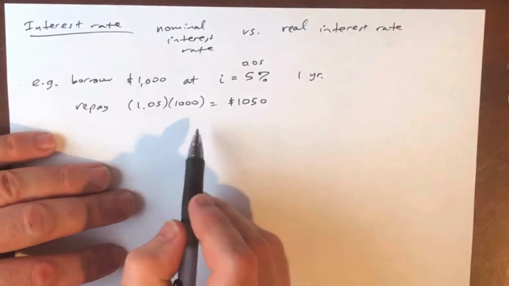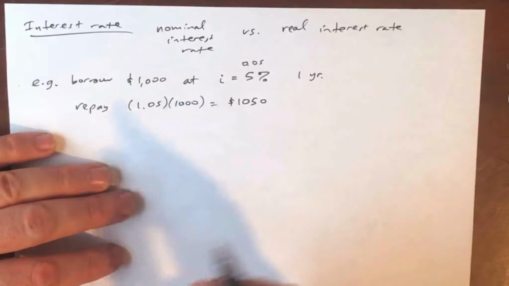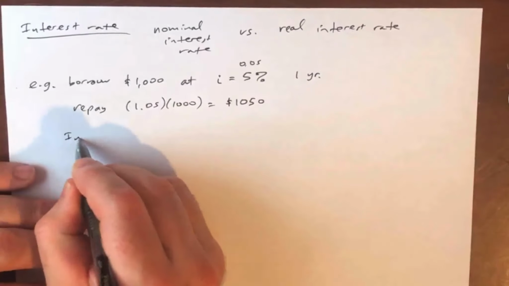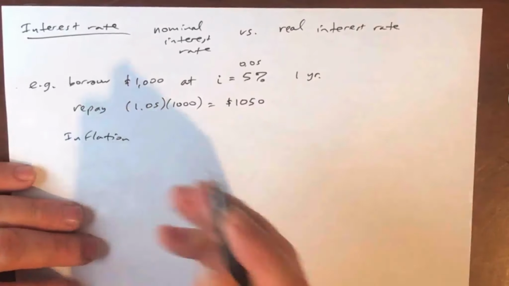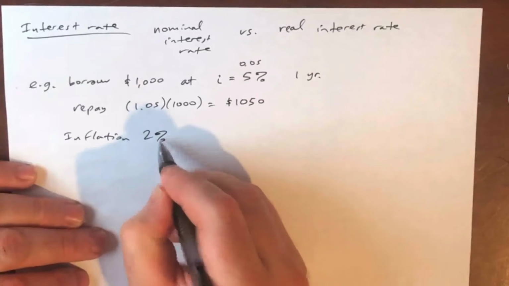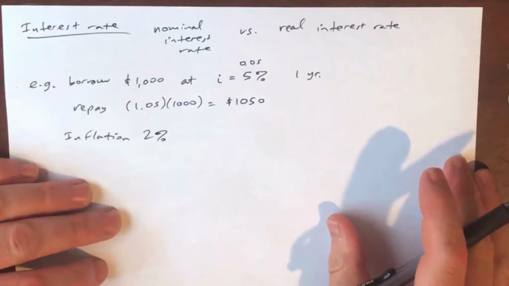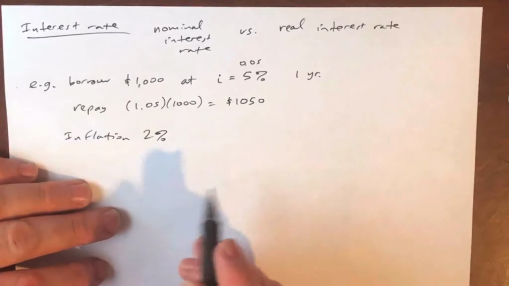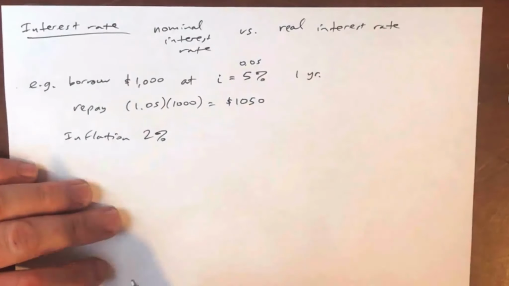This is the nominal interest rate right here. The inflation rate is subtracting from that. Because let's say that there's some inflation going on, even if it's low, right? Let's stick with our 2% example. 2% inflation is low inflation. But even at that level, it's going to eat into the interest rate, okay?